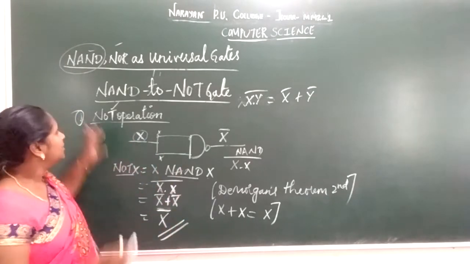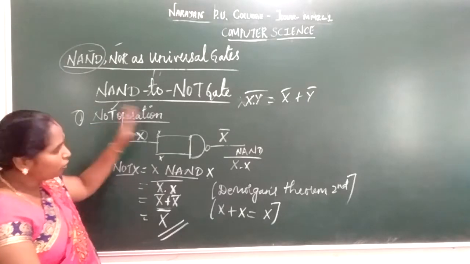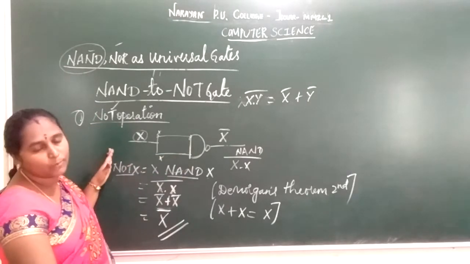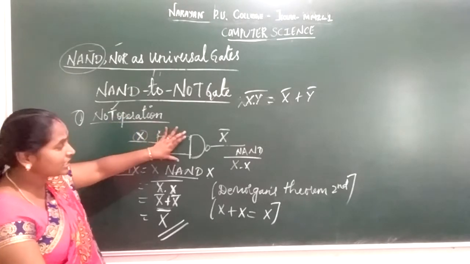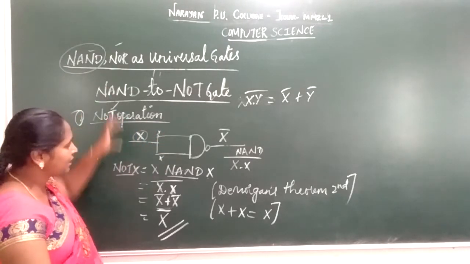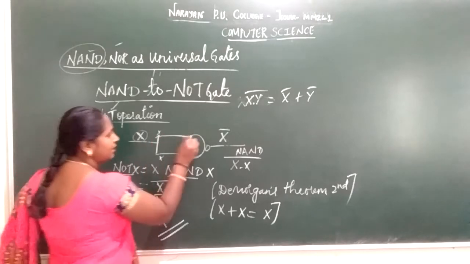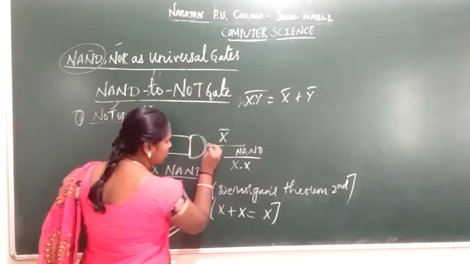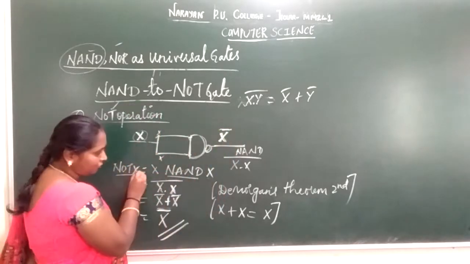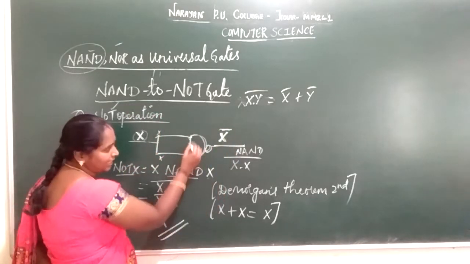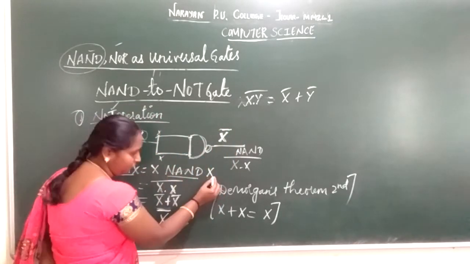Once again I will tell: the NOT operation's output is always the opposite of its input. With the help of a NAND gate, what will be the logic diagram or circuit diagram? This is my NAND gate. For the NOT operation, I have inputted my x, and the output is x bar. In a NAND gate you have to accept two inputs, so x NAND x.